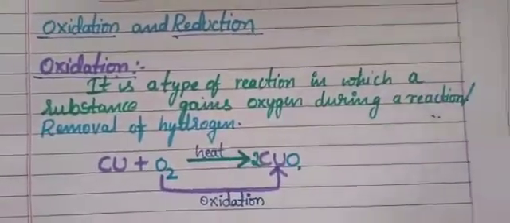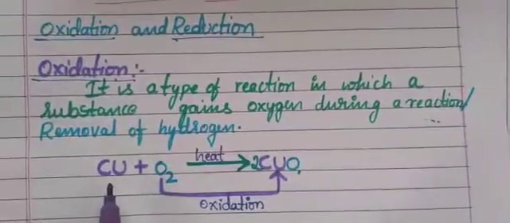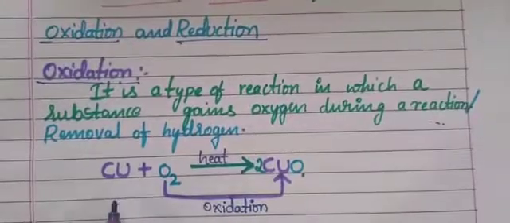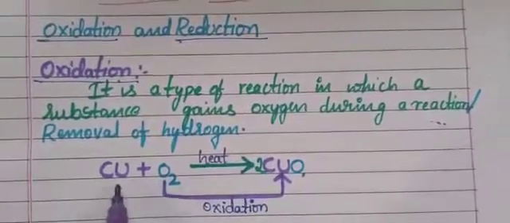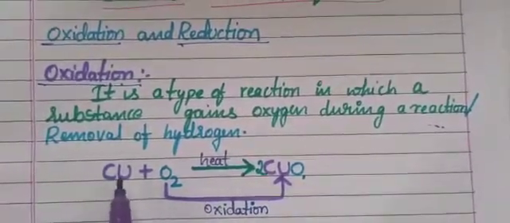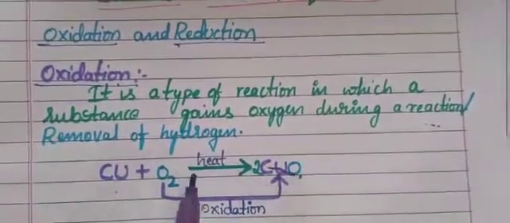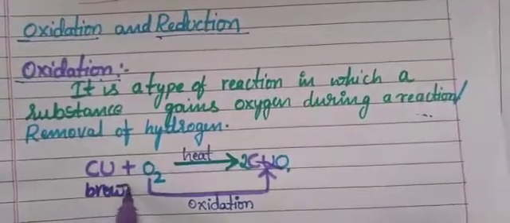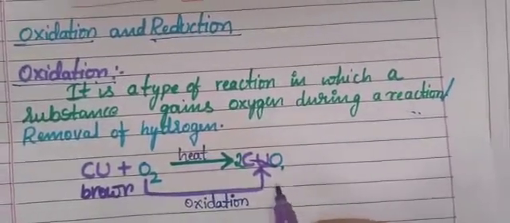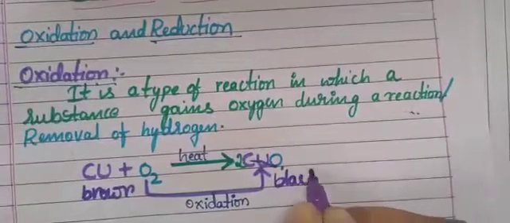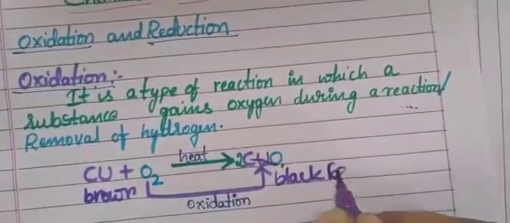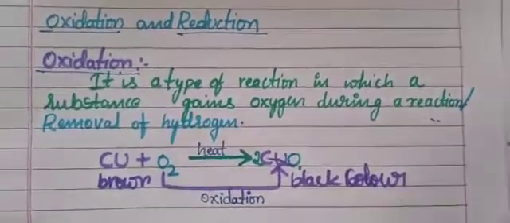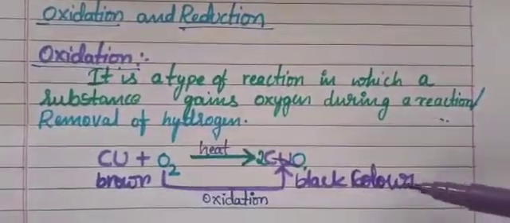Let us see the reaction. So we have taken a copper watch glass, and we are heating it in the presence of oxygen. So the color is also changed. Brown color copper is turned to black color. This copper is usually brown color. So brown color is turned to black color.